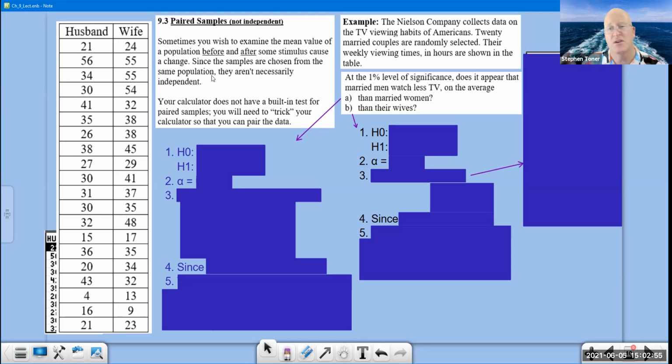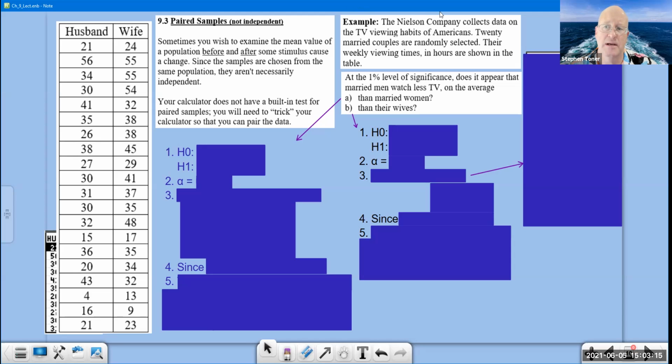Your calculator does not have a built-in feature where you can just go to the paired t-test. So we're going to have to fake out or trick our calculator when we go to actually do these problems. And I'm going to teach you how to do that right now. So here's our first of two major examples.